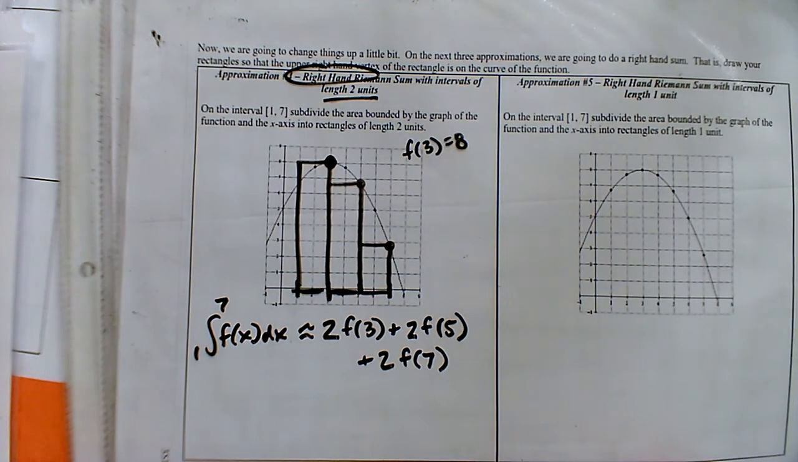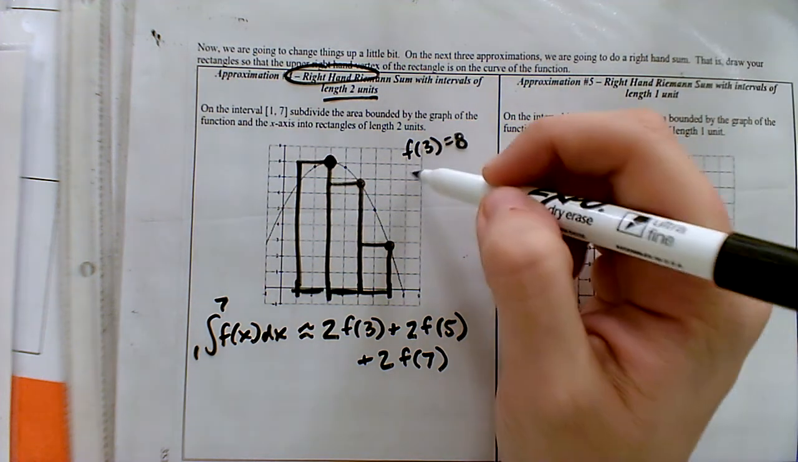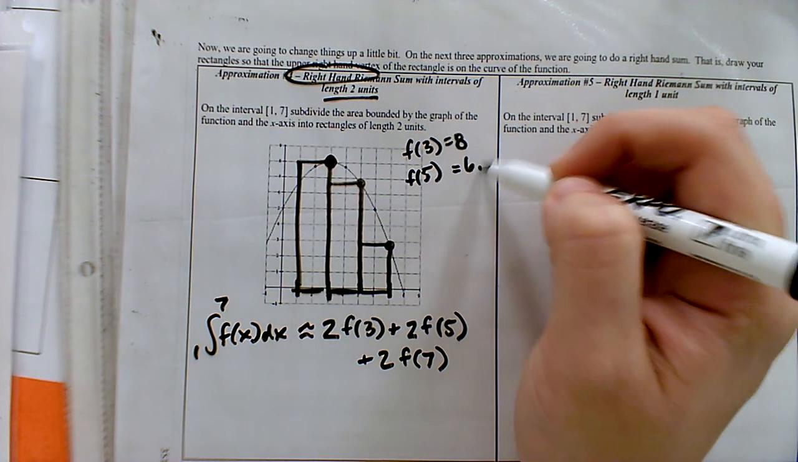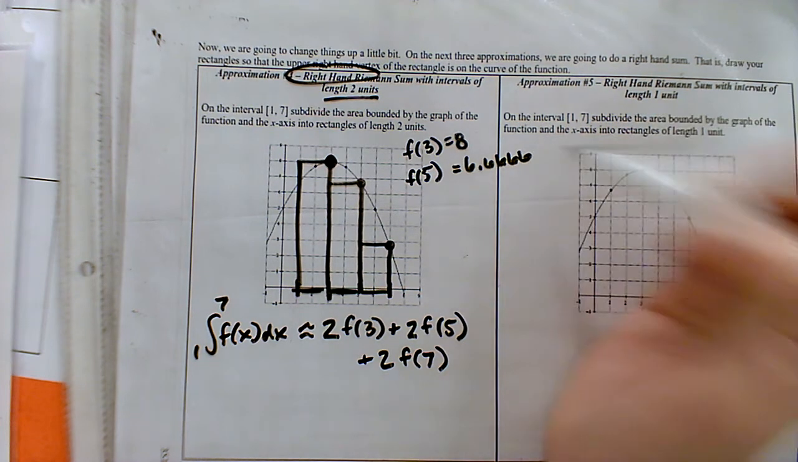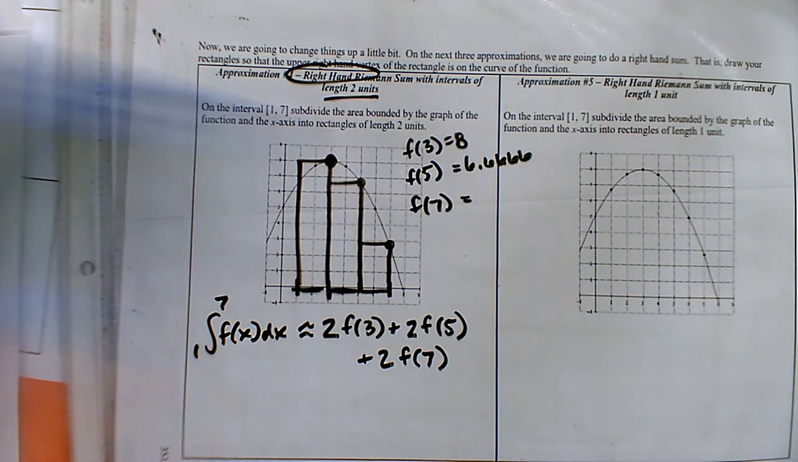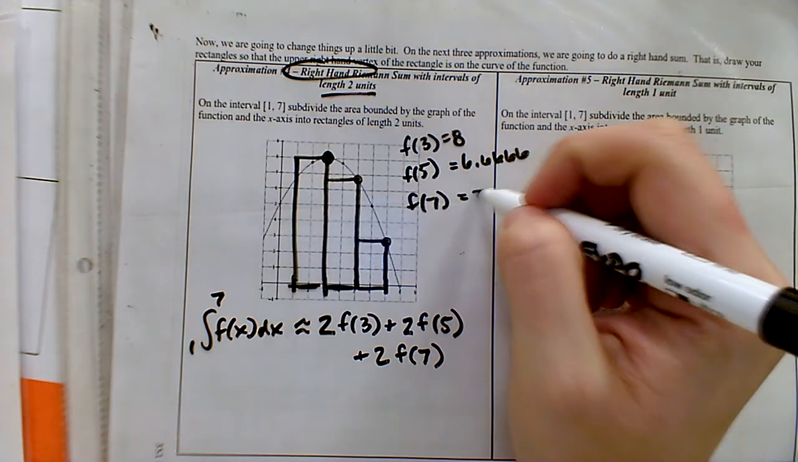All right, so I believe we said f of 3 was 8 previously. F of 5 was 6.66666. I don't know if we've done f of 7 yet. Let's see. 2.66666.